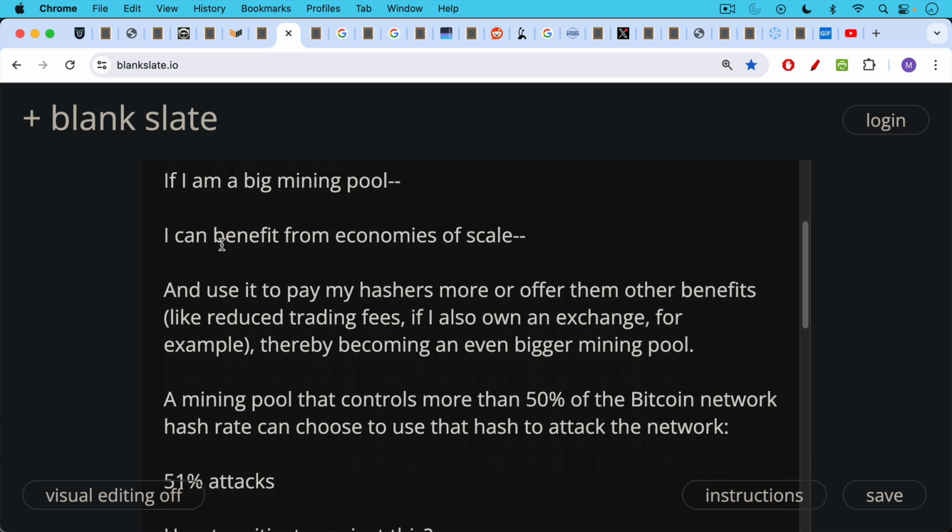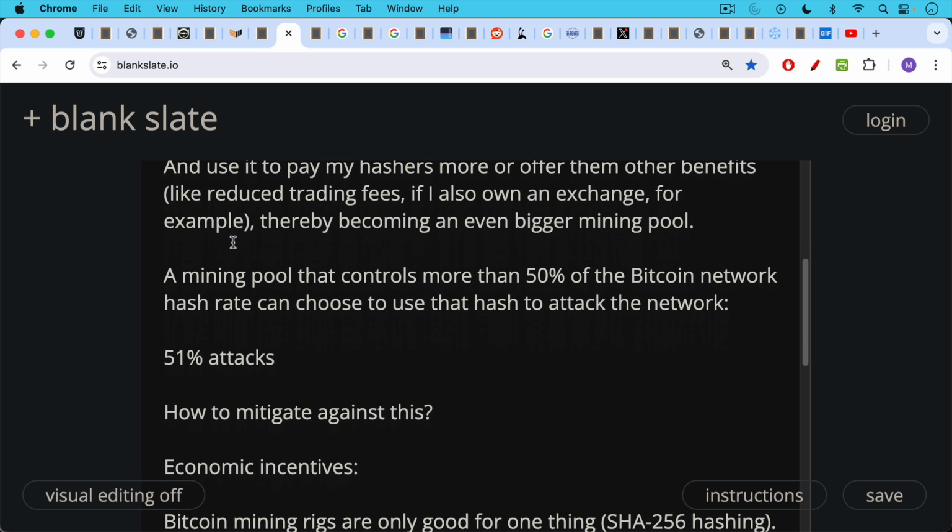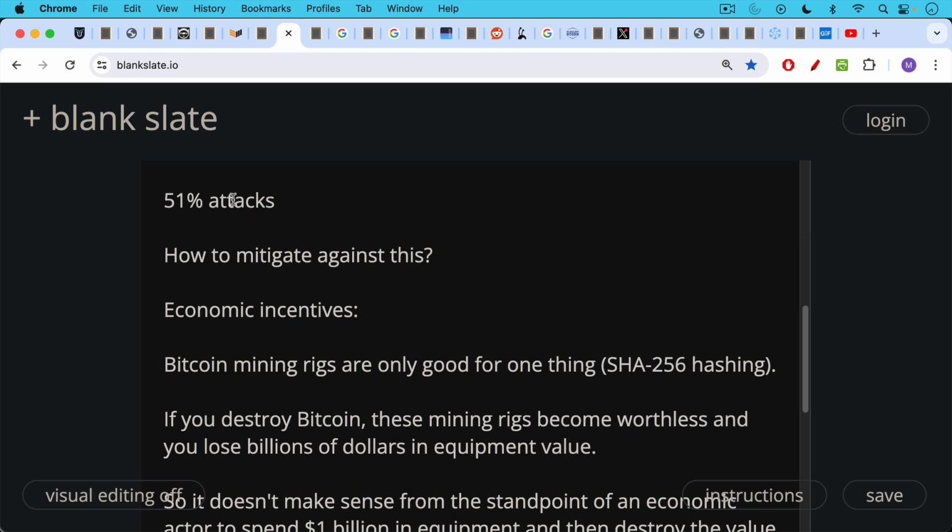A mining pool that controls more than 50% of the Bitcoin network hash rate can choose to use that hash rate to attack the Bitcoin network. This is what you've probably heard of, 51% attacks. How do we mitigate against this? Well, to begin with, there are very strong economic incentives not to do this, because Bitcoin mining rigs, these ASICs, are only good for one thing, as we saw, which is SHA-256 hashing. If you destroy Bitcoin, these mining rigs become basically worthless.